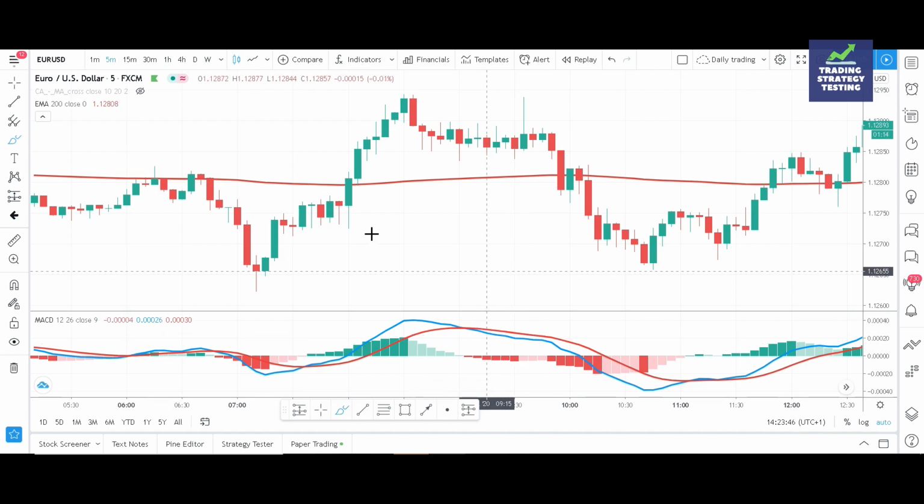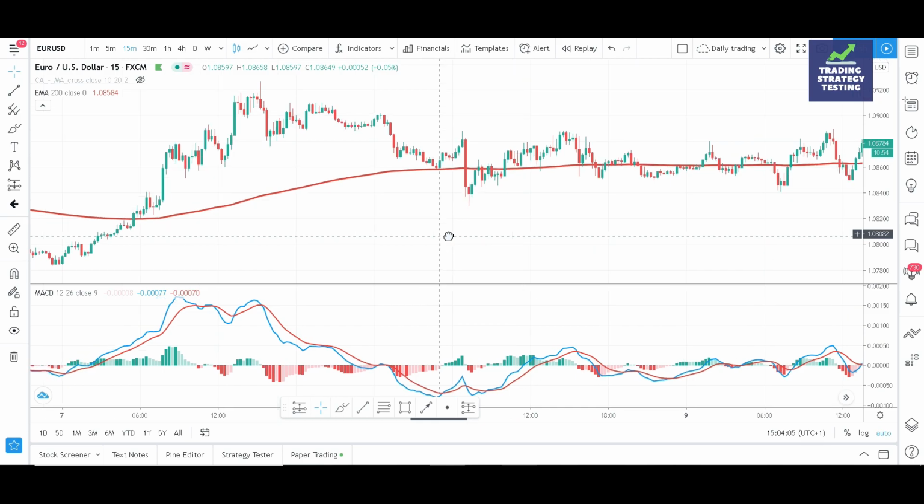In order to double confirm our entry point, we will use the 200 exponential moving average to define the direction of the trend. We will only go long when the price is above the 200 EMA and go short when the price is below it. Trading with the trend is the best option to follow. You might end up making some significant gains if you ride a consistent trend momentum.